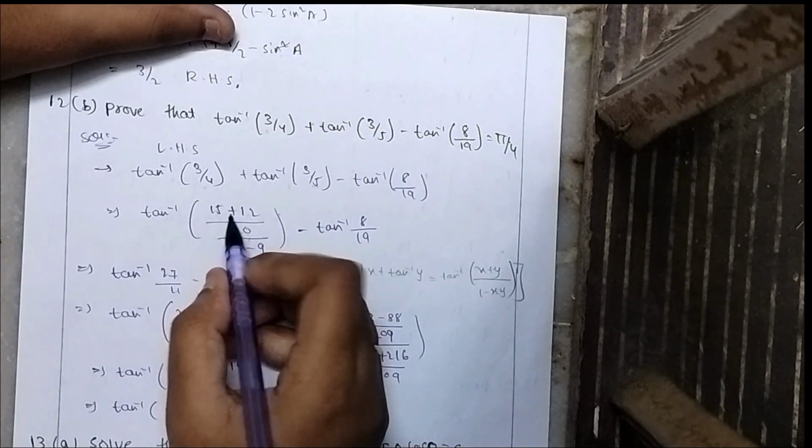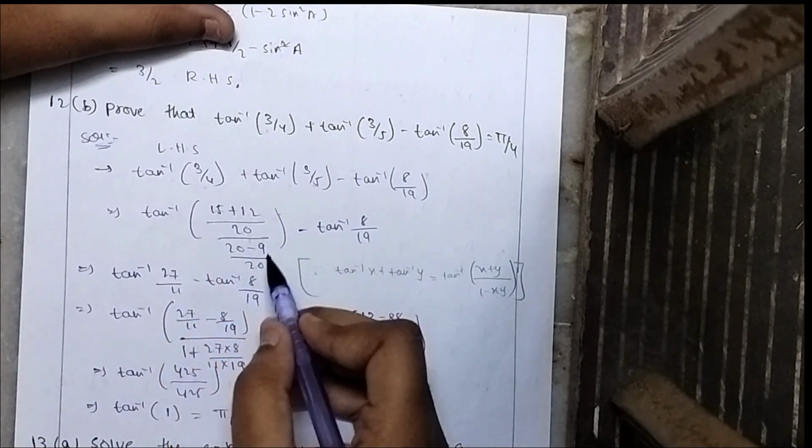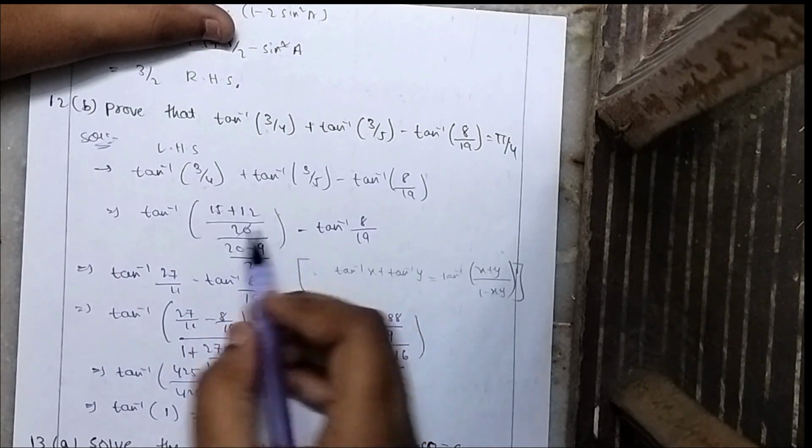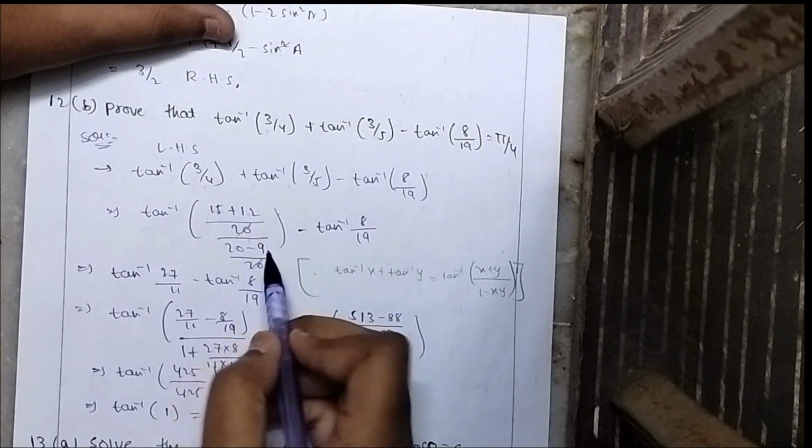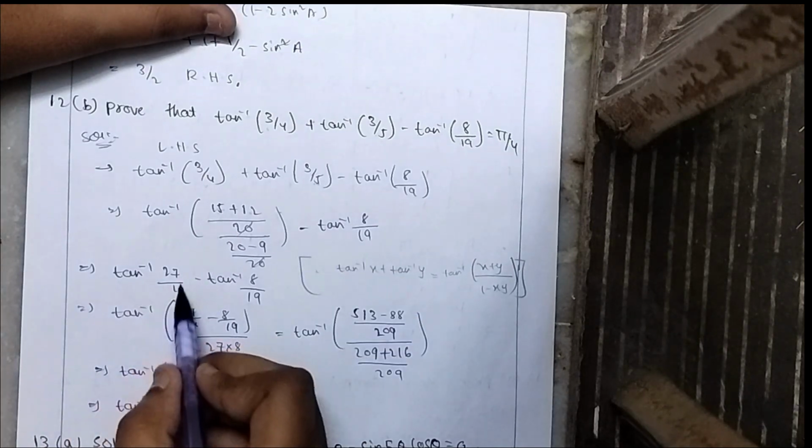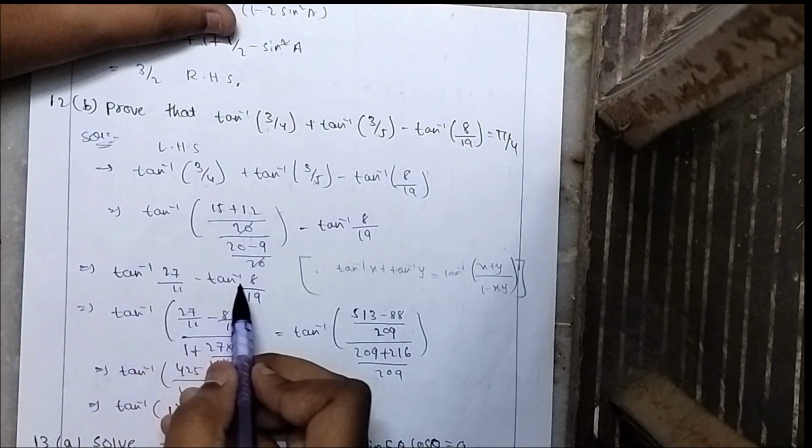So this is the value. 15 plus 12 by 20 by 20 minus 9 by 20. 20 cancel. 15 plus 12 is 27. 20 minus 9 is 11. So tan inverse of 27 by 11 minus tan inverse of 8 by 11.